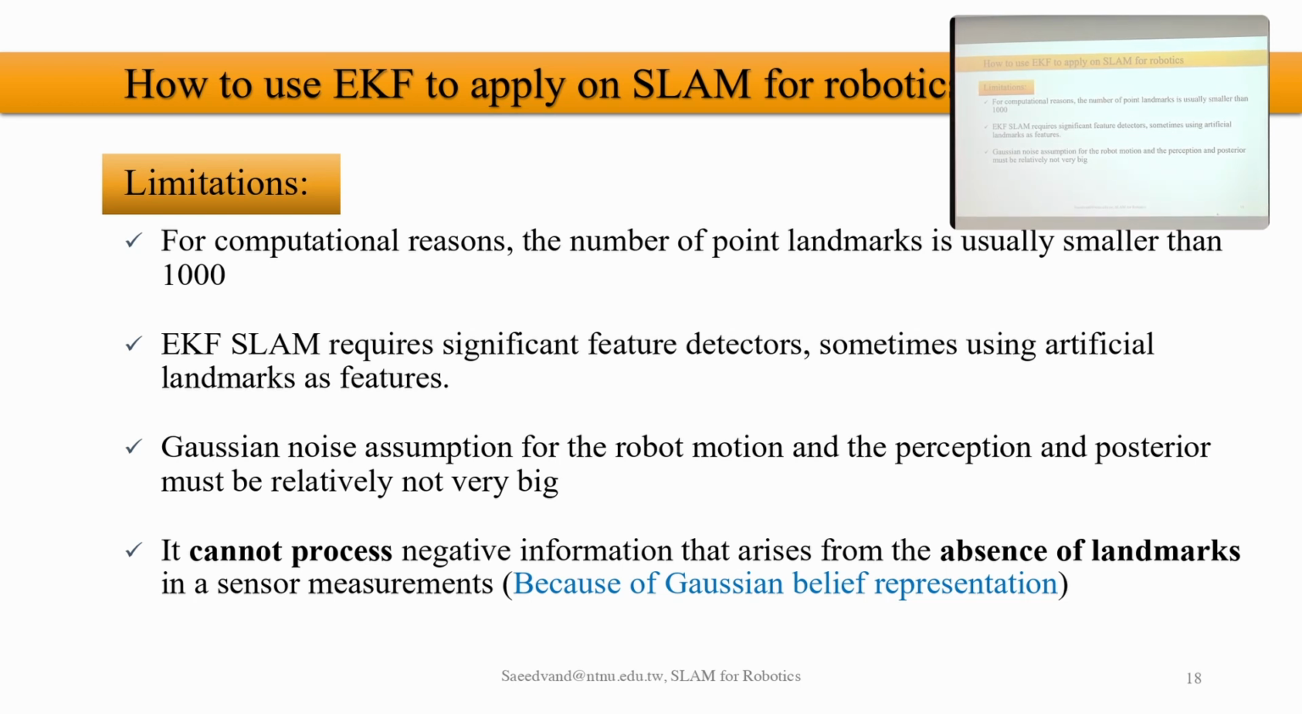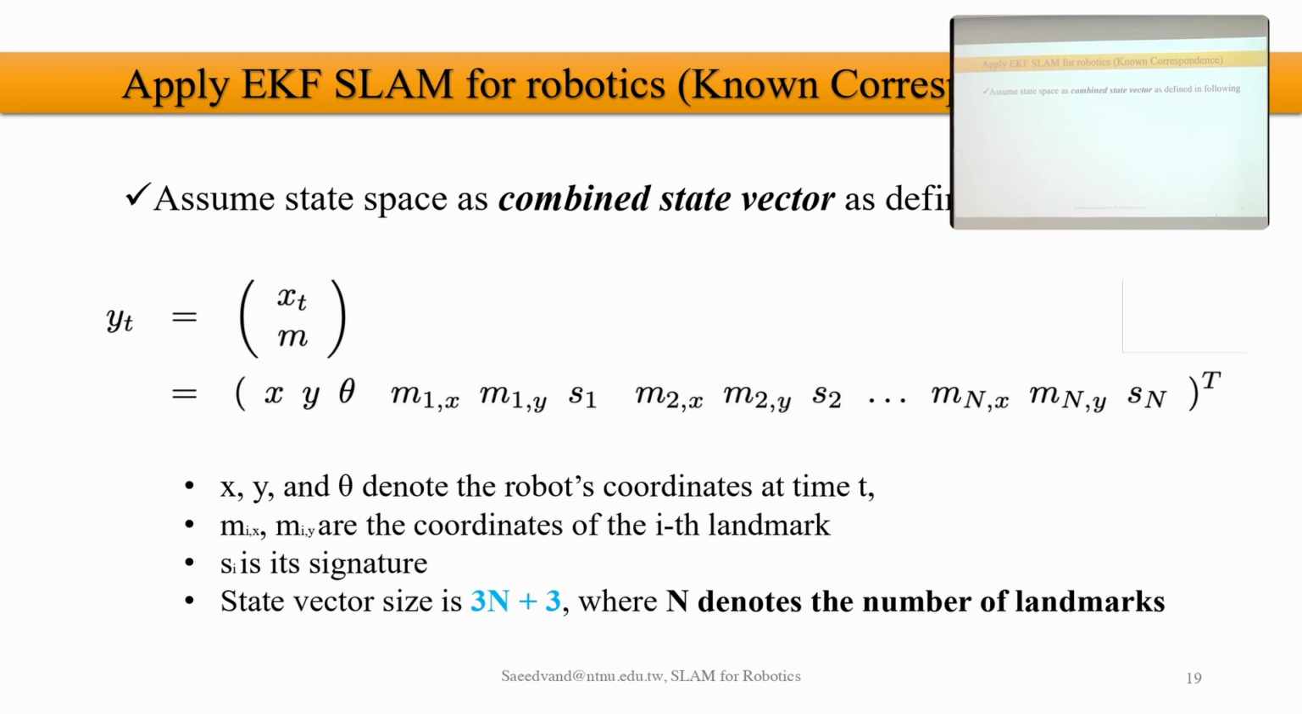You will see, for example, in a particle filter, we have less problem with that issue. Of course, that is also basically to solve the EKF problem that has the computational expense. We will see how. So Gaussian noise assumptions for the motion and the precision for the perception and posterior must not be very big. Then it cannot process the navigation information that arises from the absence of the landmarks that I explained to you just now before these slides.